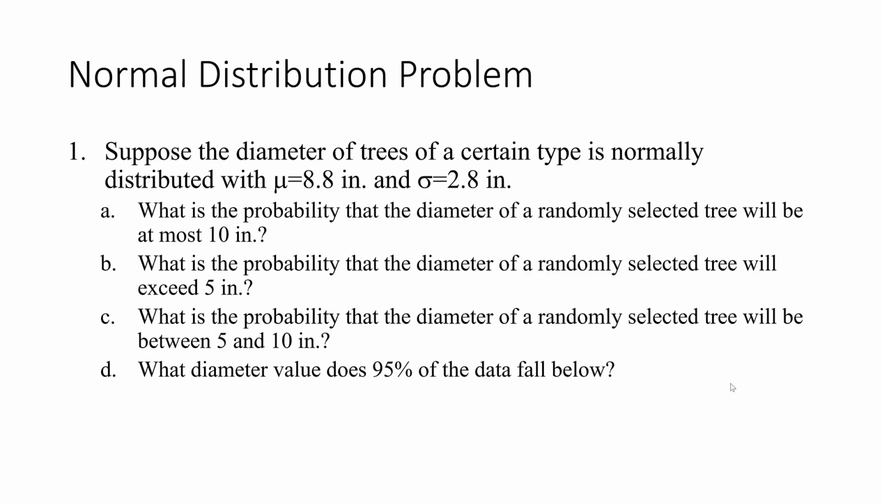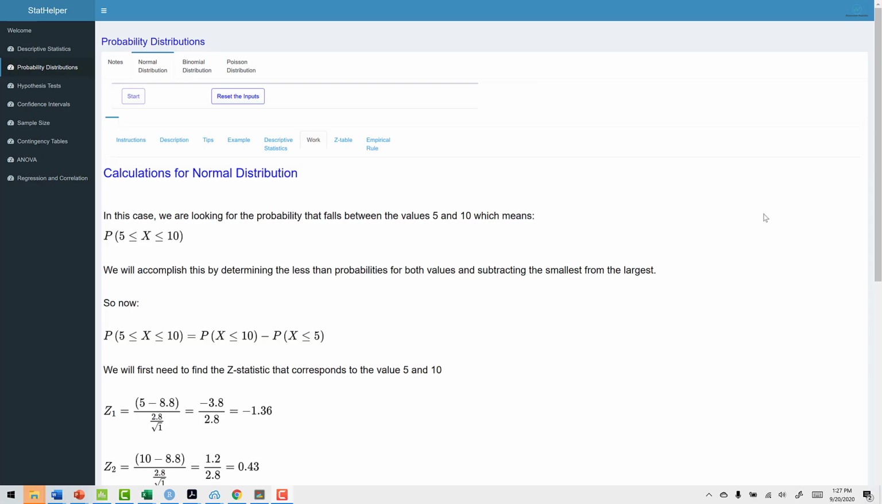Now we're back here again at the problem. Let's look at part D. Part D says, what diameter value does 95% of the data fall below? Now this is a little bit different than all of the problem parts that we've done so far. So far everything has been, here's an x, what's the probability? Now we're going to look at, here's a probability, now find the value for x. So let's go back to the StatHelper and see how we do this.